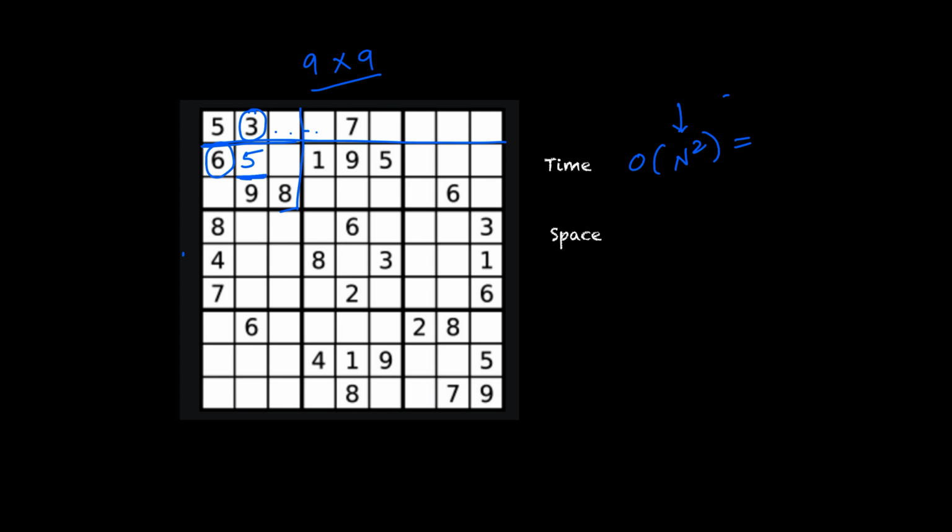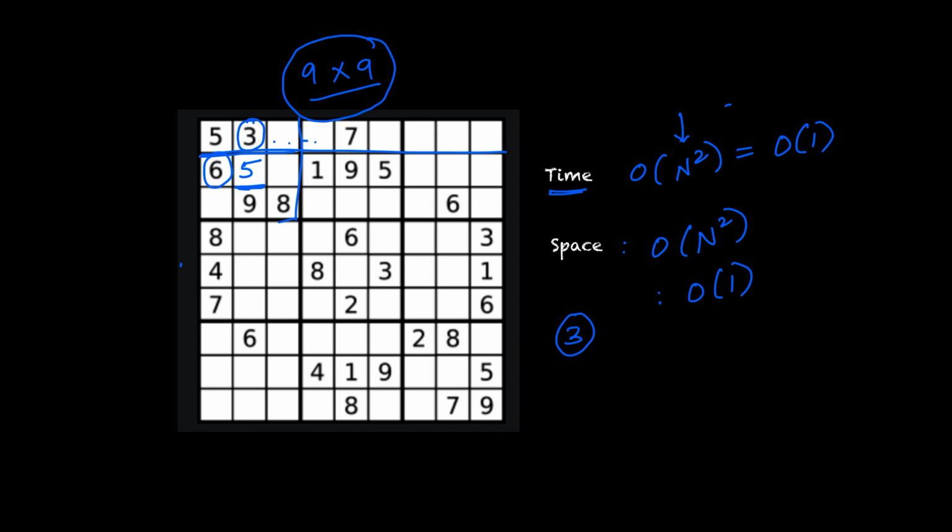Similarly, the space complexity is going to be O of n square, as we are using three collections to maintain if the records or the numbers are being repeated or not. As the size of the board will not change, as it will always be 9 by 9, we can simplify it to say the space complexity is O of 1, that is constant space. I hope you are able to understand the explanation. Let me show you how we can implement this approach using C#.